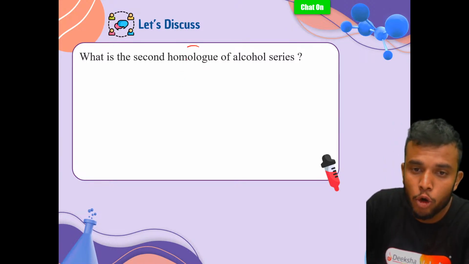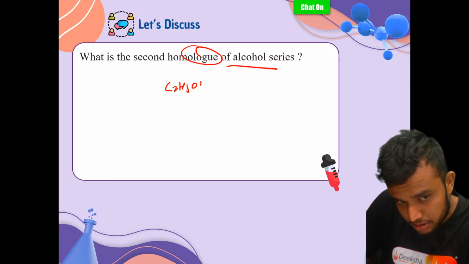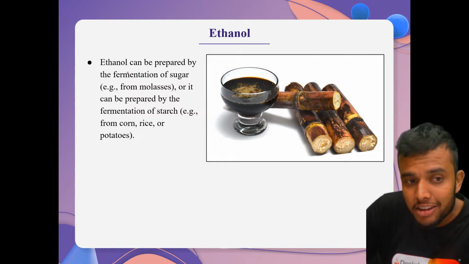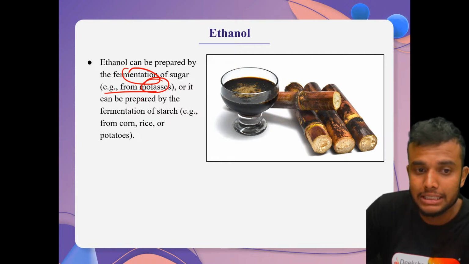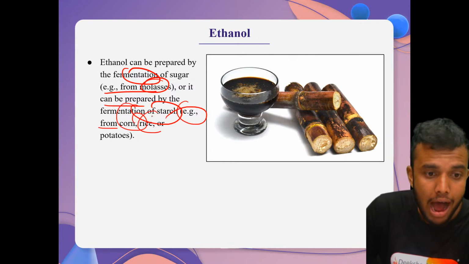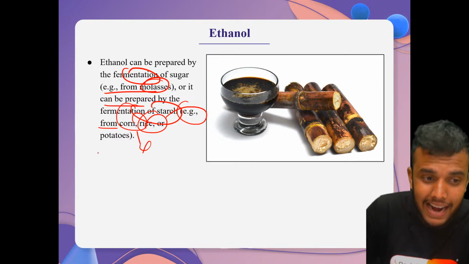Ethanol. What is the second homologue of the alcohol series? Ethanol only, C2H5OH. Yes, students. Ethanol is prepared by the fermentation of sugar, for example molasses. Or it can be prepared by the fermentation of starch, right, students, from corn, rice, or potatoes.